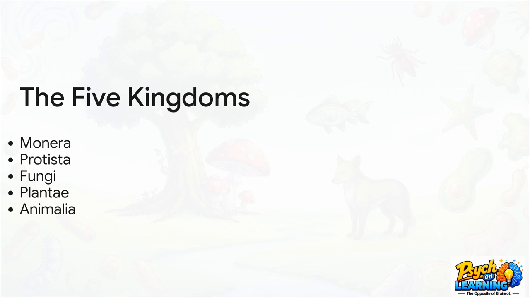We have Monera, Protista, Fungi, Plantae, and Animalia. Now, we aren't going to dive deep into these individual kingdoms today, but you should know that Whittaker's system finally gave those rule-breaking fungi and weird single-celled creatures a kingdom where they truly belong.